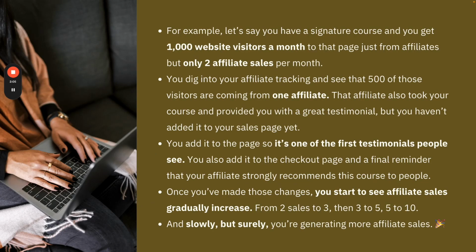Actually, let me go to my example. So if you have a signature course and you get 1,000 website visitors a month to that page just from affiliates, but you only get 2 affiliate sales per month, maybe there's something that can be changed there. So when you look into your affiliate tracking, you can see that 500 of those visitors are coming from one affiliate. So this person is getting a lot of traffic to their site and they're sending a chunk of that traffic over to your site every month.